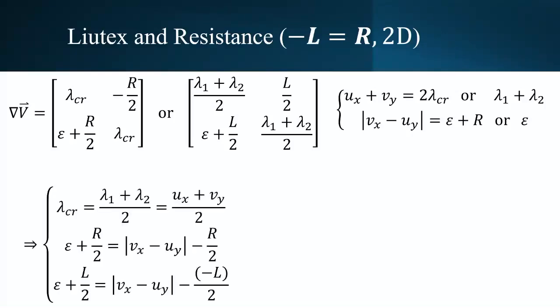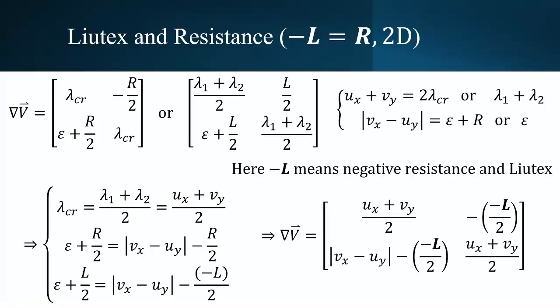So we can set these equations, which means on the diagonal, the number is just ux plus vy over 2. And this number, epsilon plus r over 2, is the absolute value of omega minus r over 2. And this number over here is the absolute value of vorticity minus negative L over 2, which means in both cases, we can use this uniform parameter and write the principal matrix in this way.